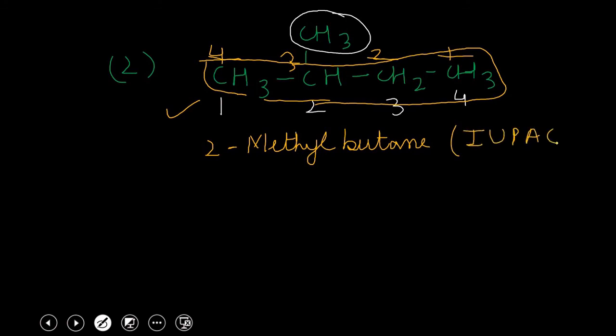Now I'll discuss the common name with you also. So as I told you in the common name, if a methyl group is present on the second last carbon atom, this is called as iso.